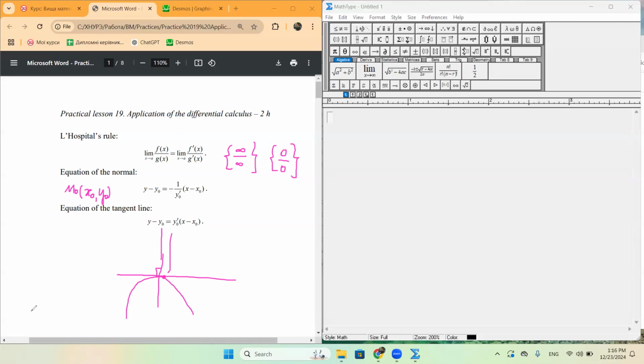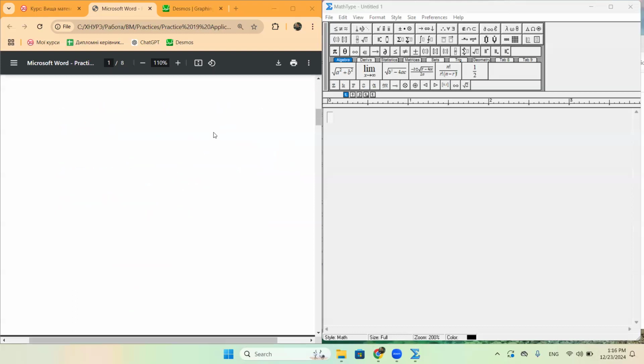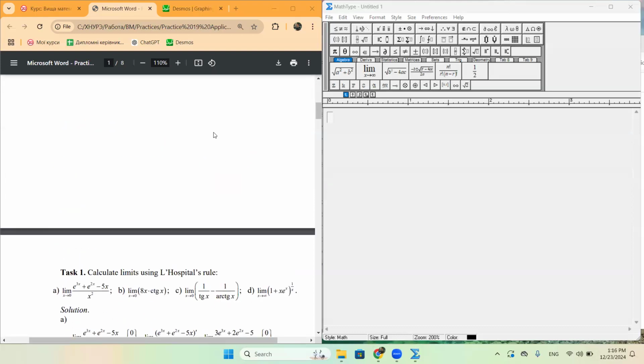Any questions about this task? About theory? No questions. Okay, so let me start solving tasks.